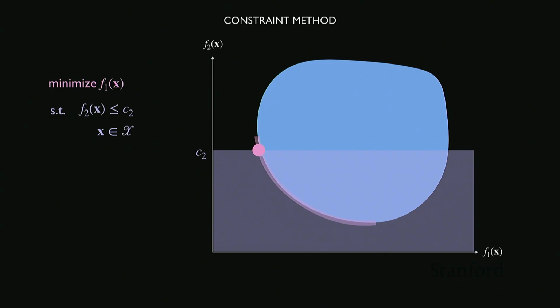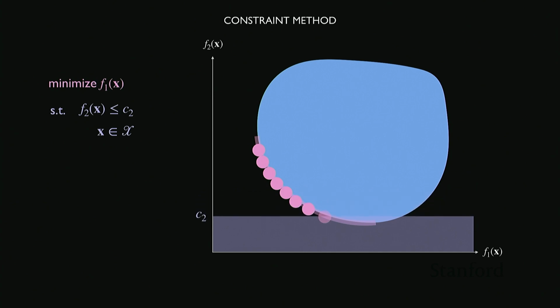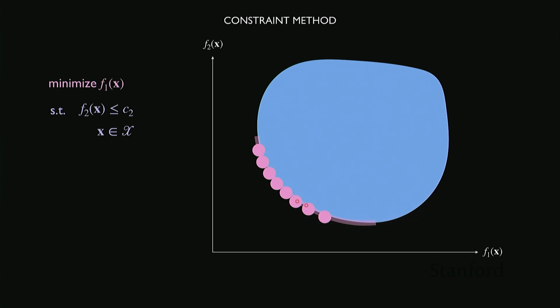And then you can imagine, we just picked C2. So we could change up C2 and then solve this whole problem again. So let's change up C2. Then we'll end up with this point. And we can just repeat this process, sweeping over this value that we constrained that second objective to. And then we'll sweep out a whole bunch of points on this Pareto frontier. So that's one way to go about trying to generate the Pareto frontier. Any questions on the constraint method? Okay.